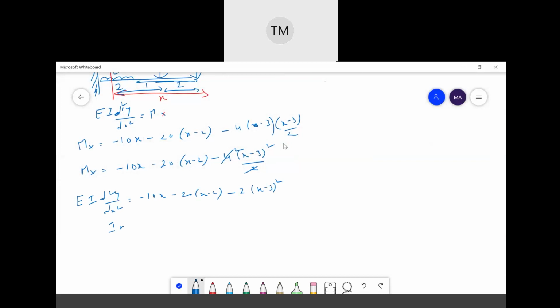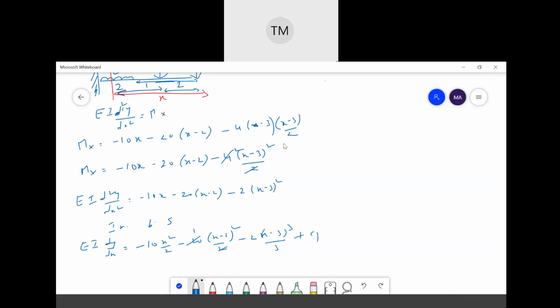Then integrate on both sides. When I integrate on both sides, EI dy by dx is equal to, my remaining procedure is the same. Only here he has given 2 point loads and 1 UDL. That's it. Here it is minus 10 into x square by 2 minus 20 into x minus 2 whole square by 2 minus 2 into x minus 3 whole cube by 3, plus C1.